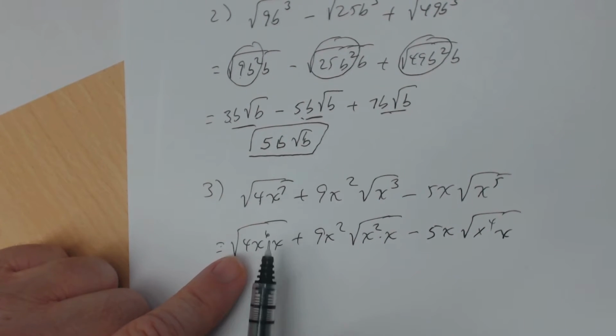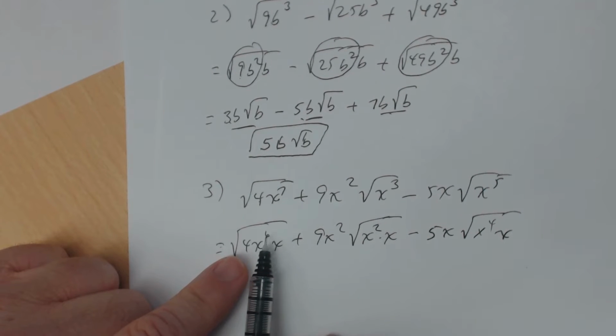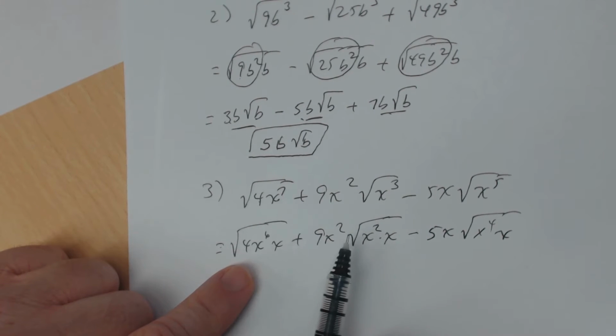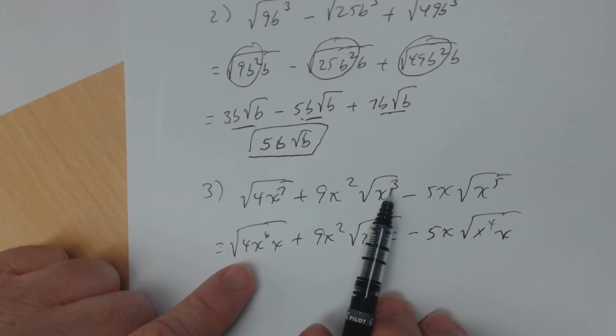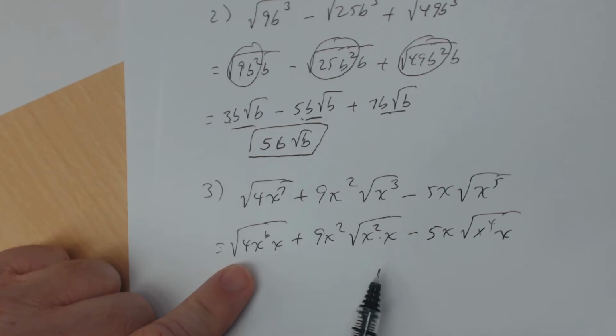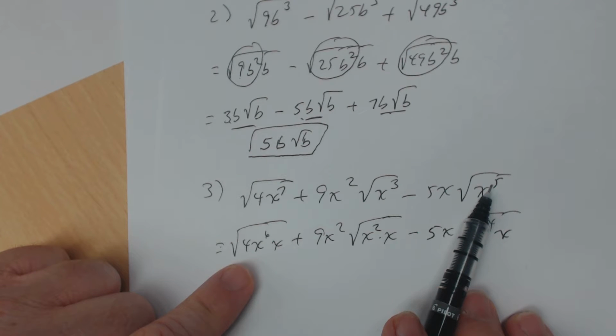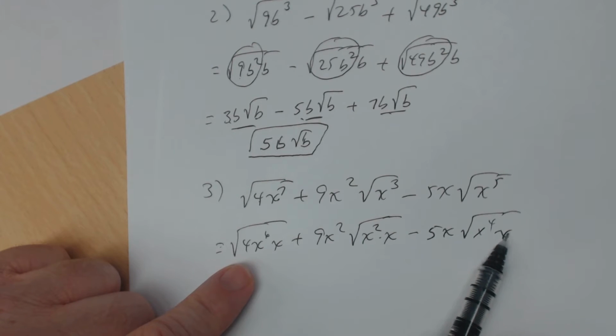So basically, for x to the 7th, the largest even number less than 7 is 6, so you get x to the 6th times x, which is x to the 7th. For x cubed, the largest even number less than 3 is 2. Remember, we use even numbers because the index is 2. So you get x squared times x. And for x to the 5th, the largest even number less than 5 is 4, so you get x to the 4th times x.